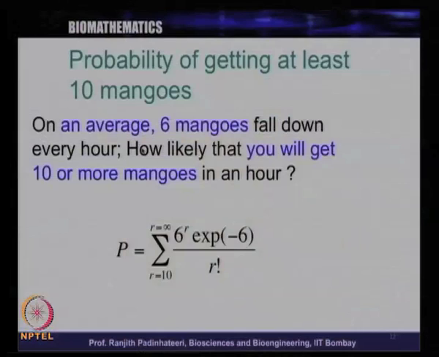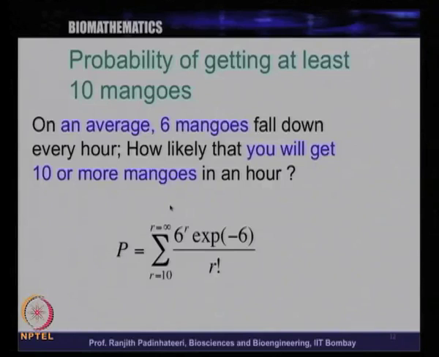is given here. If you look at the slide here, on an average 6 mangoes fall down every hour. How likely is it that you will get 10 or more mangoes in an hour? It is the sum over all these probabilities that we wrote down previously: sum over r equal to 10 to infinity, because you can get as many mangoes as you want, of 6 power r e power minus 6 by r factorial, and you sum over r.